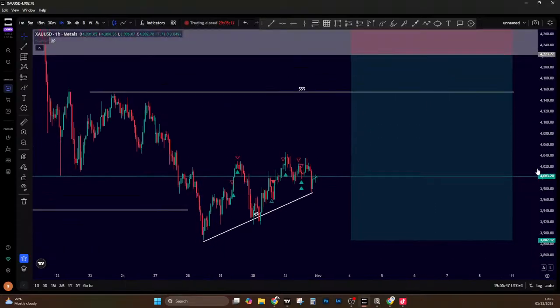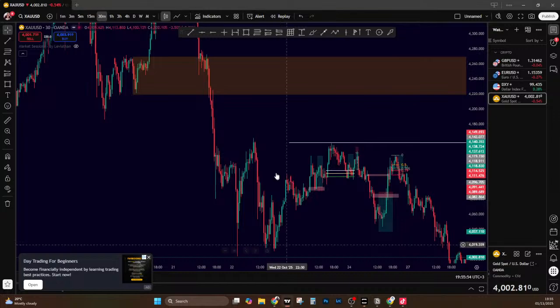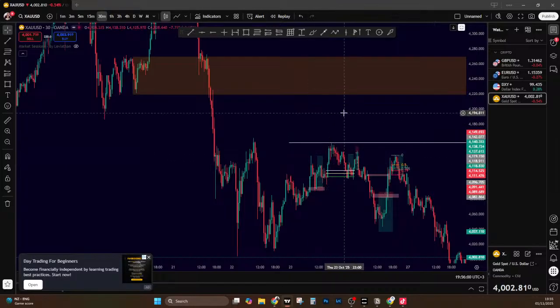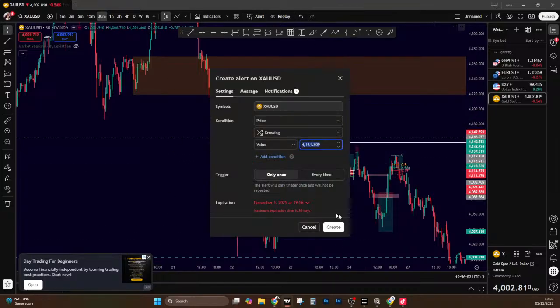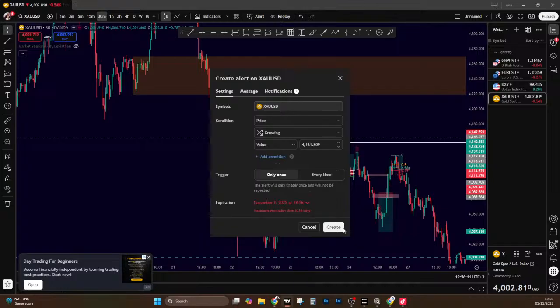So when I see that the market comes to around this area, I'll look for buys. I'm actually going to set an alarm there. When the market gets to that area, so what is happening?